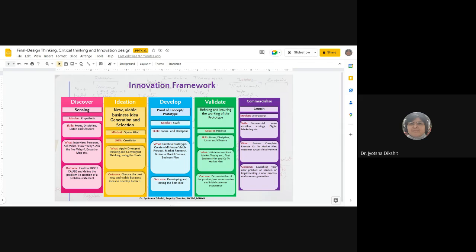This is an iteration which goes on until the proper testing is done and you are able to create a minimum viable product. This also requires market research. You will be required to develop a business model canvas and business plan.